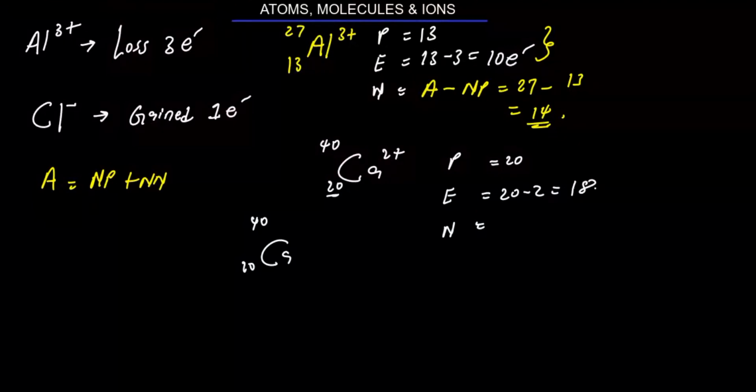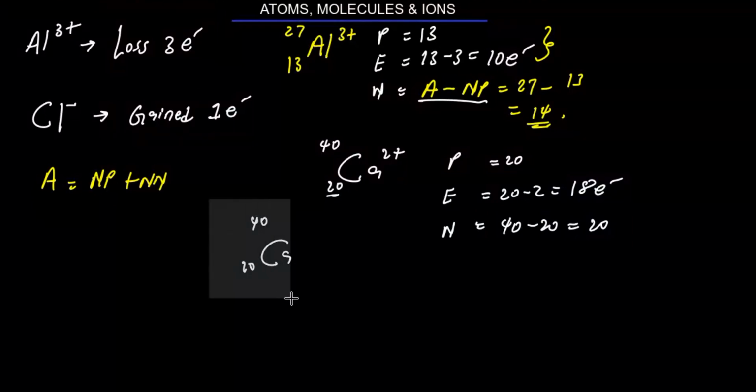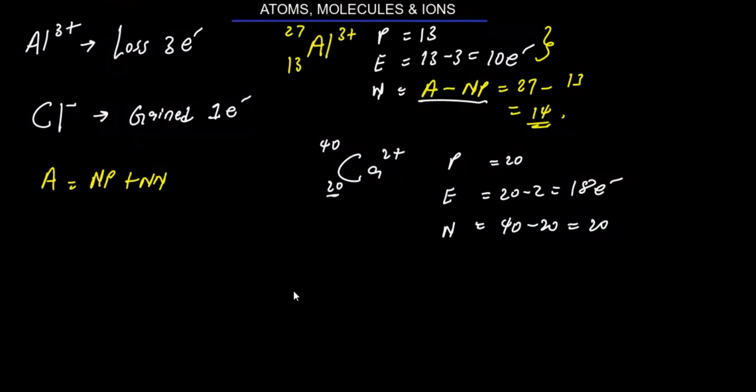18 electrons. And what is the neutron? Mass number minus the number of what? Proton. So mass number 40 minus the number of protons 20, and that will give me 20. As simple as that. Let's go to the negative ones.